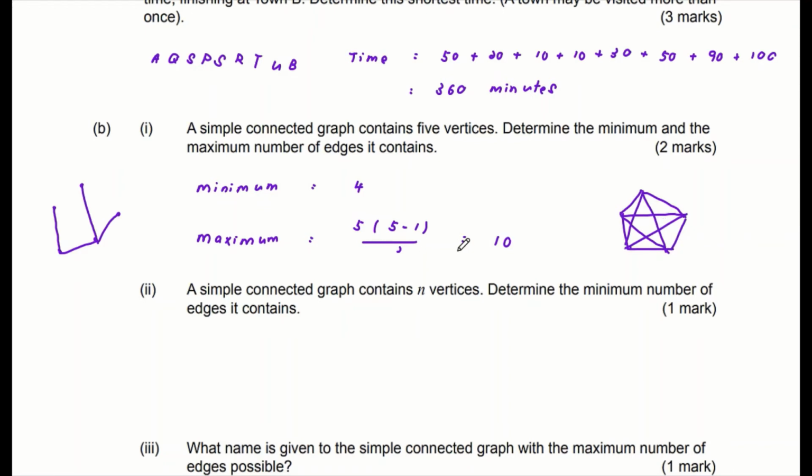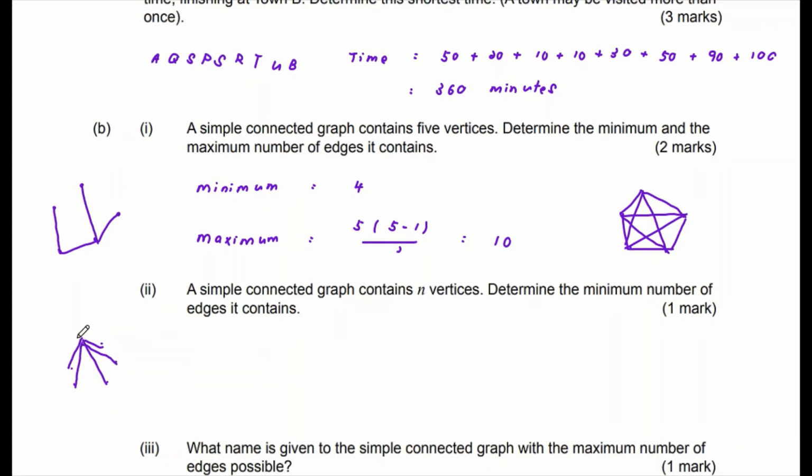So B2, a simple connected graph contains n vertices. Determine the minimum number of edges it contains. Alright, so you can just try to look at your answer in one, then after that you can try to do it. So remember that if, let's say, the graph has 5 vertices, then the minimum is 4. So imagine if you increase it, if let's say you have 6 vertices, right? Then if you want to make sure everything is connected, the simple one, you can just try to draw it like this. Then this becomes a simple connected graph already, right?